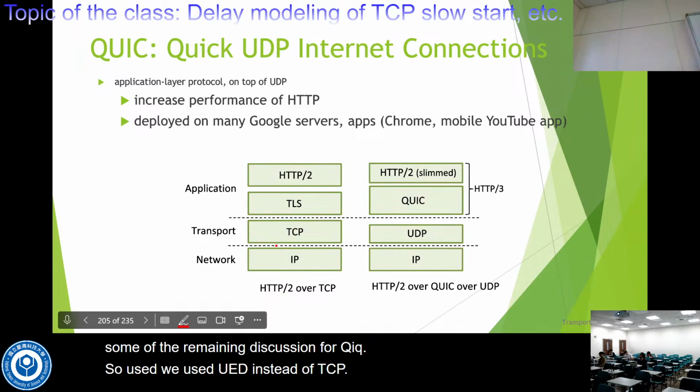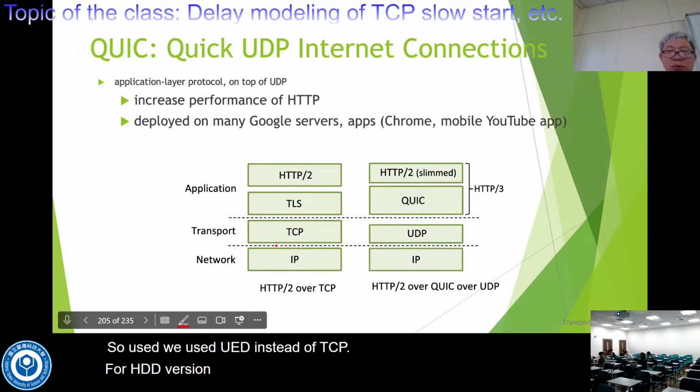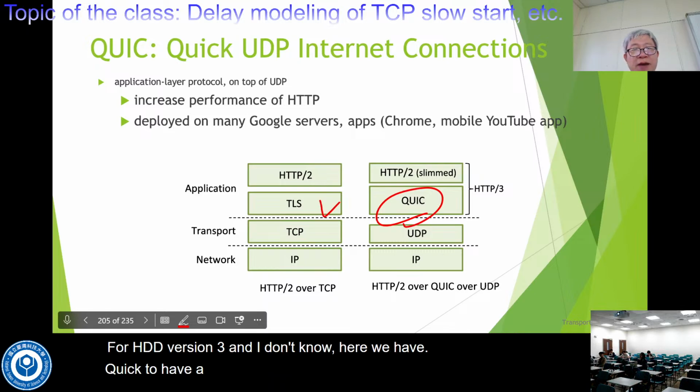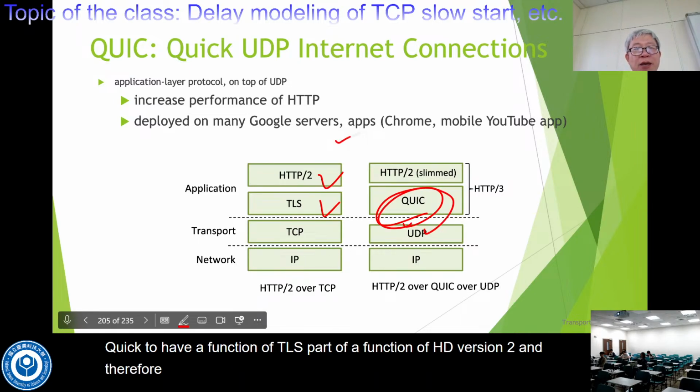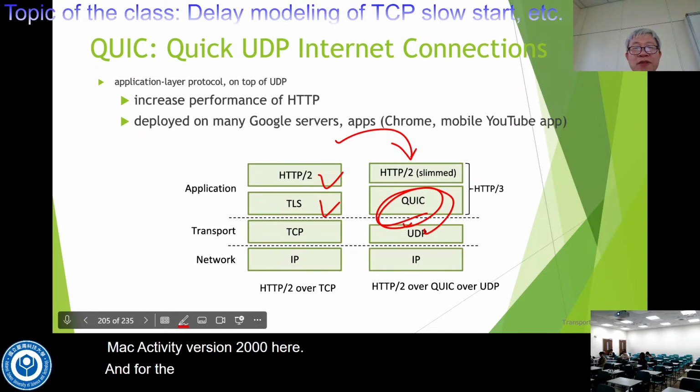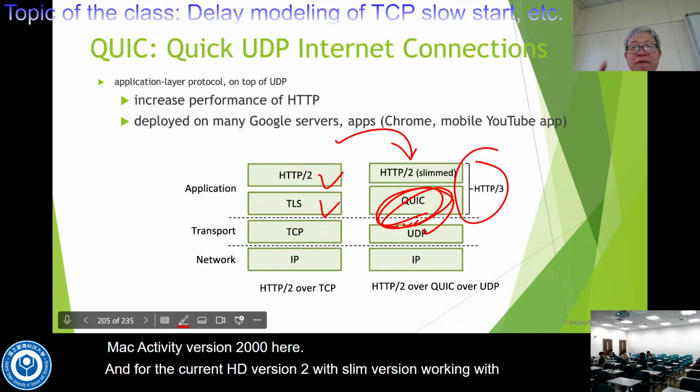For HTTP version 3, here we have QUIC take over the TLS function and part of the function of HTTP version 2. And therefore, with QUIC, we can make HTTP version 2 slim. And the current HTTP version 2, in a slim version working with QUIC, gives us HTTP version 3.